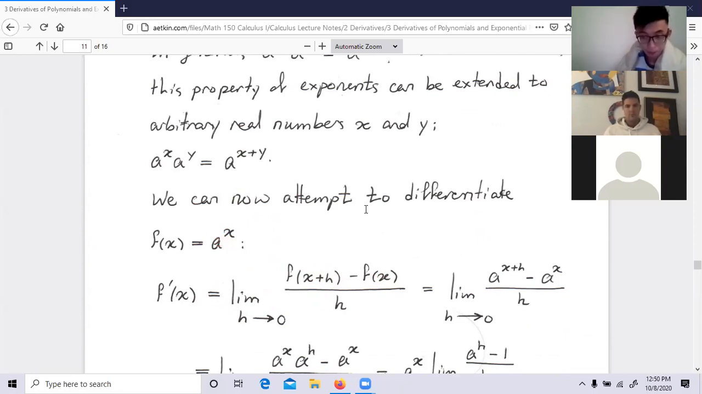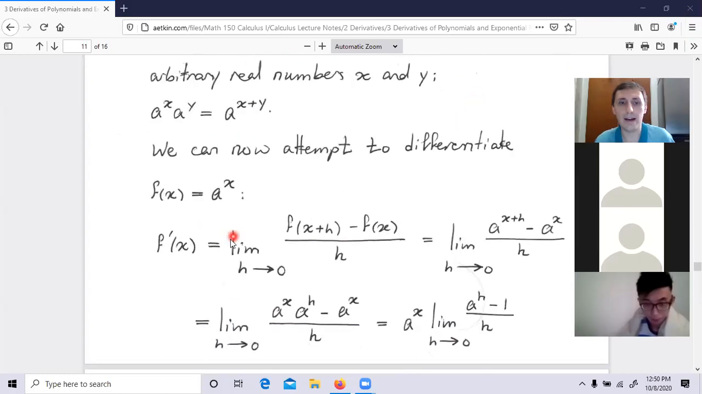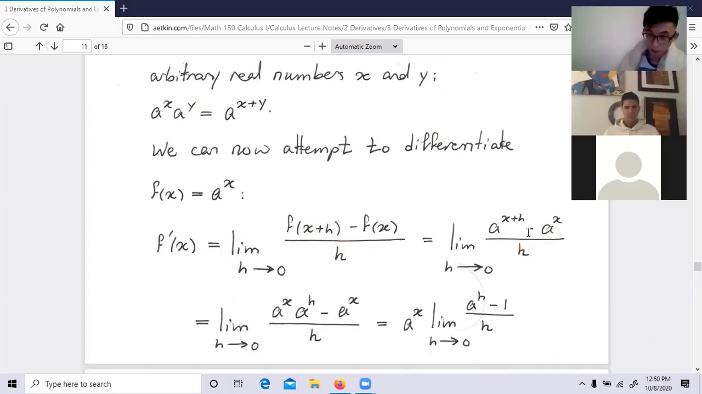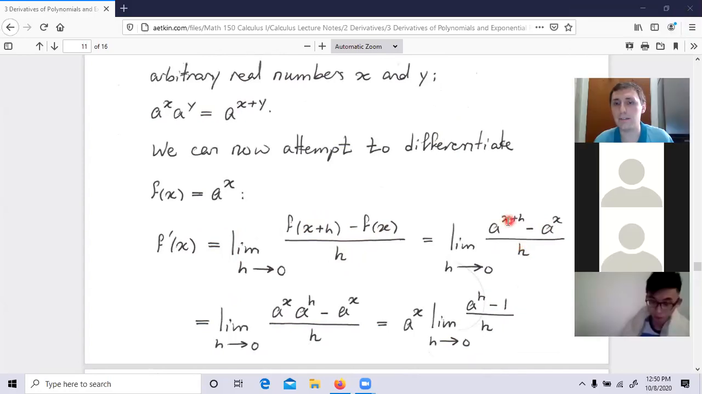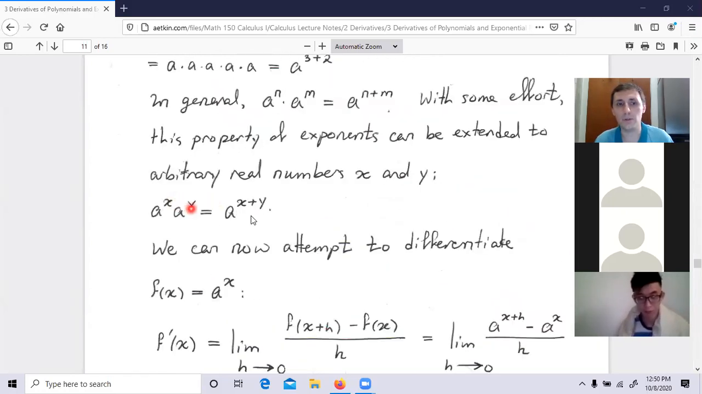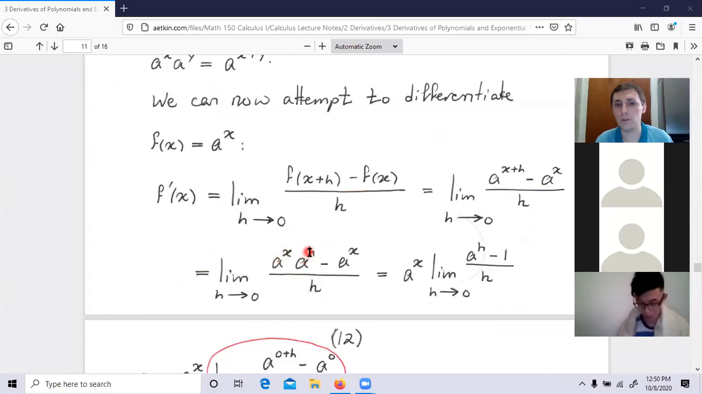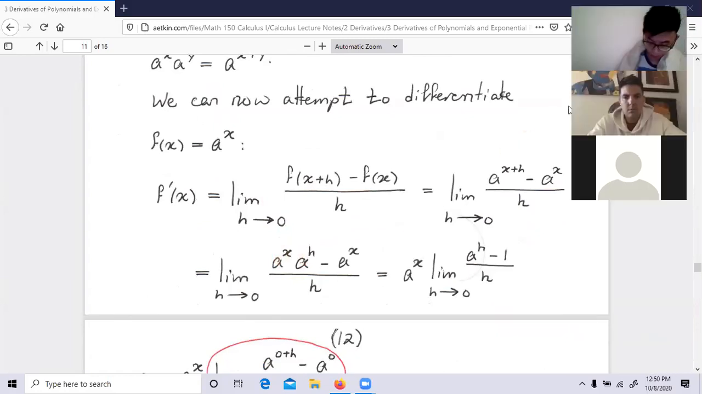So what happens? Well, we have limit as h goes to 0, f of x plus h minus f of x over h. That's a to the power of x plus h minus a to the power of x divided by h. Good? Are you with me, guys? And why did I prefer this notation is because I can factor it out. What is a to the x plus h? According to this property, it's a to the x, a to the h. Yes? And now I can factor a to the x out. And this is what I get.